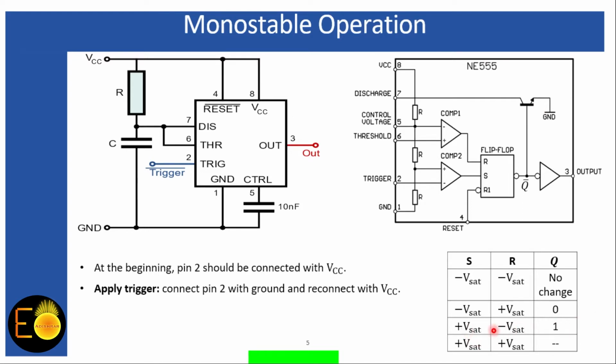In the next state, S equals 1 and R equals 0, corresponding to Q equals 1 and Q bar equals 0, and that will turn off this transistor. Well, now you are going to connect a plus VCC. I'm not connecting this RC right now. I'm just connecting this plus VCC to pin number 8.